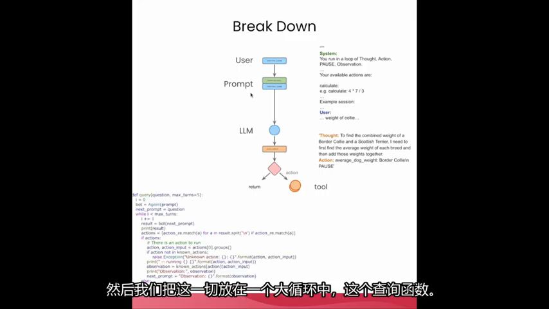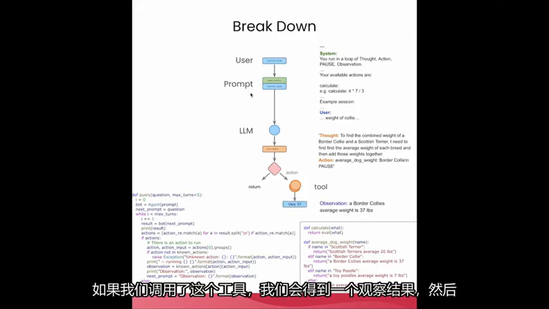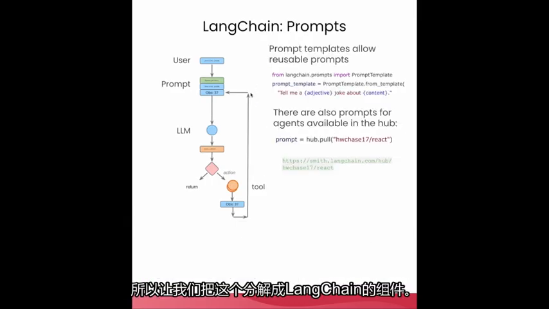And we put this all in a big loop, this query function. And we had these two tools that we would call, calculate and average dog weight. And if we called the tool, we would get back an observation, and then we'd loop back in to the prompt and would put that observation as a new message. So let's break this down into LangChain components.